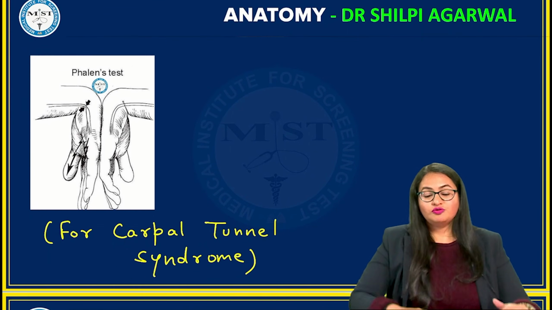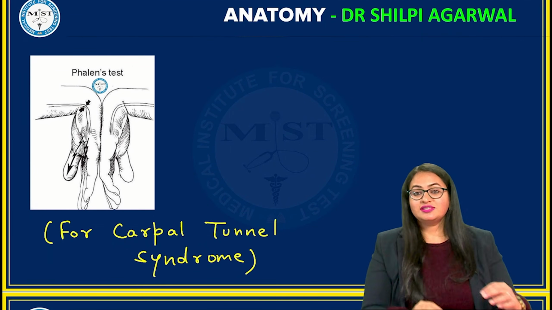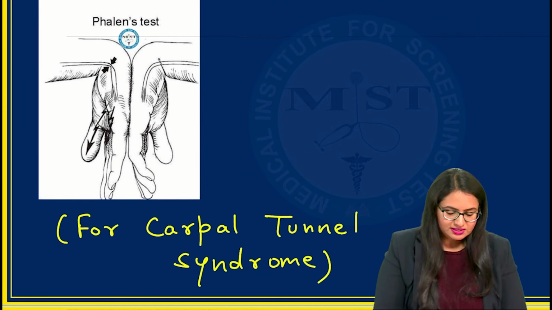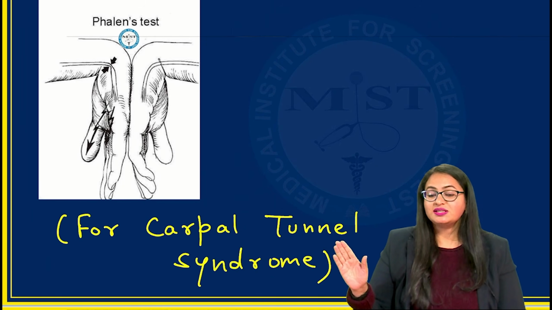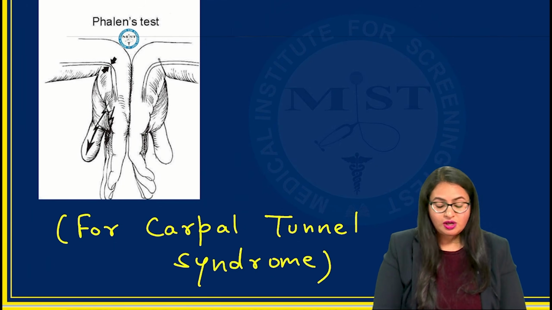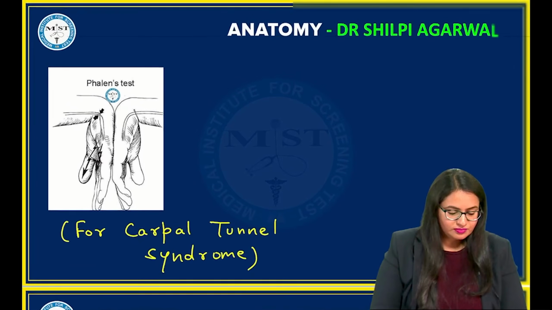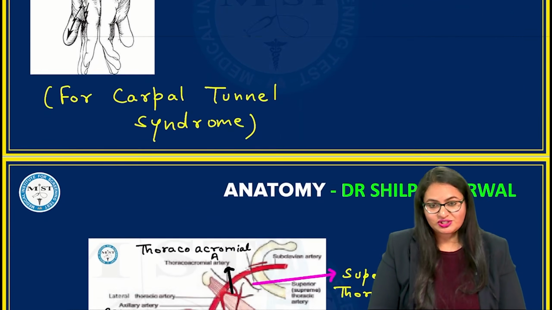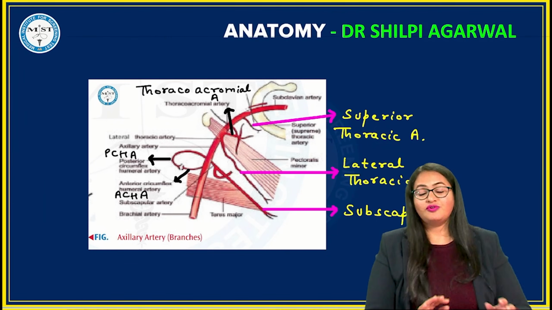Coming to this image, what test is this? Yes, this is the Phalen test, and the Phalen test is seen in which syndrome? It is seen in carpal tunnel syndrome. What happens in carpal tunnel syndrome? Yes, median nerve compression.